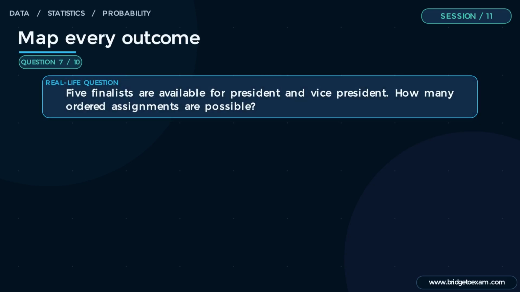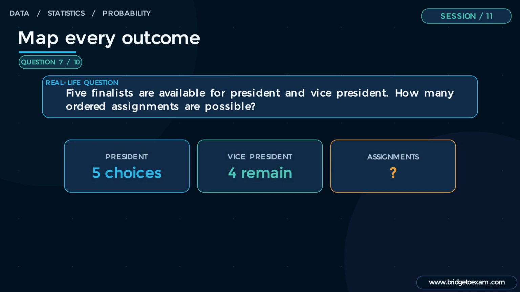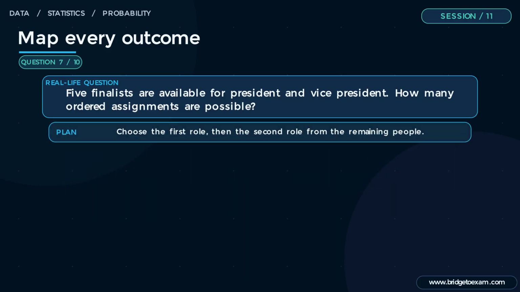Example 7. 5 finalists are available for president and vice president. How many ordered assignments are possible? The key quantities are organized before the arithmetic begins. Plan. Choose the first role, then the second role from the remaining people.